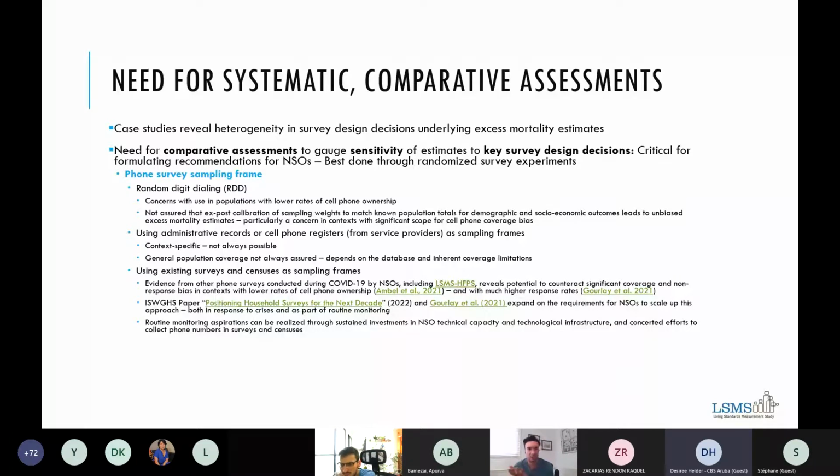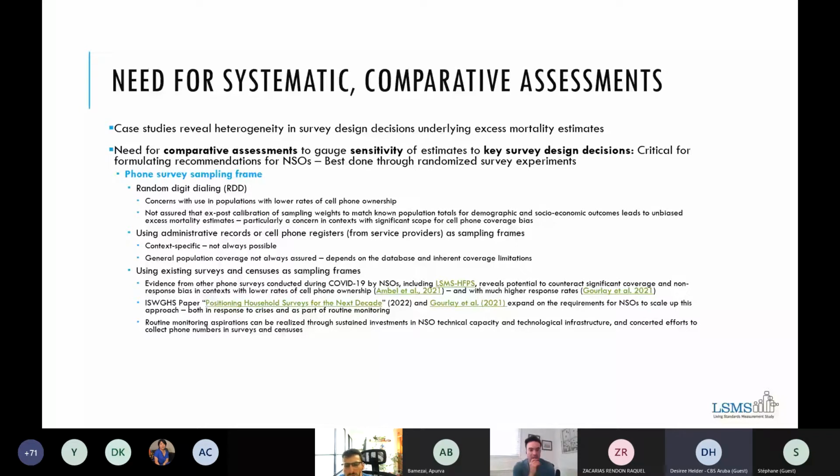We expand on the requirements for NSOs to scale up this kind of approach in the position paper that we put out as part of the Intersecretariat Working Group, and in a separate academic paper that we put out. And these kinds of surveillance systems that leverage existing surveys and censuses could be mobilized in response to both crises and as part of routine monitoring efforts. But this routine monitoring aspiration, we delve into quite a bit of detail in the position paper in particular.